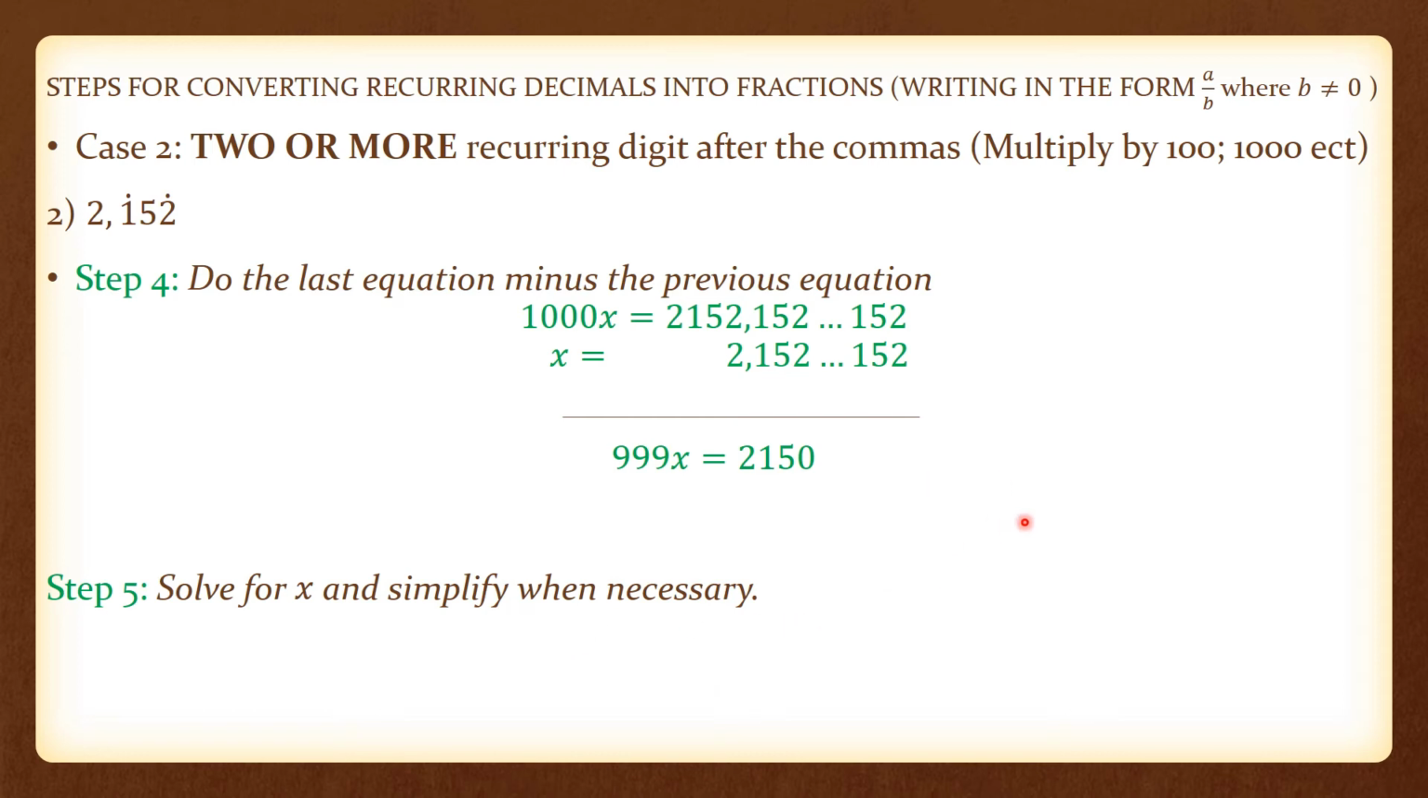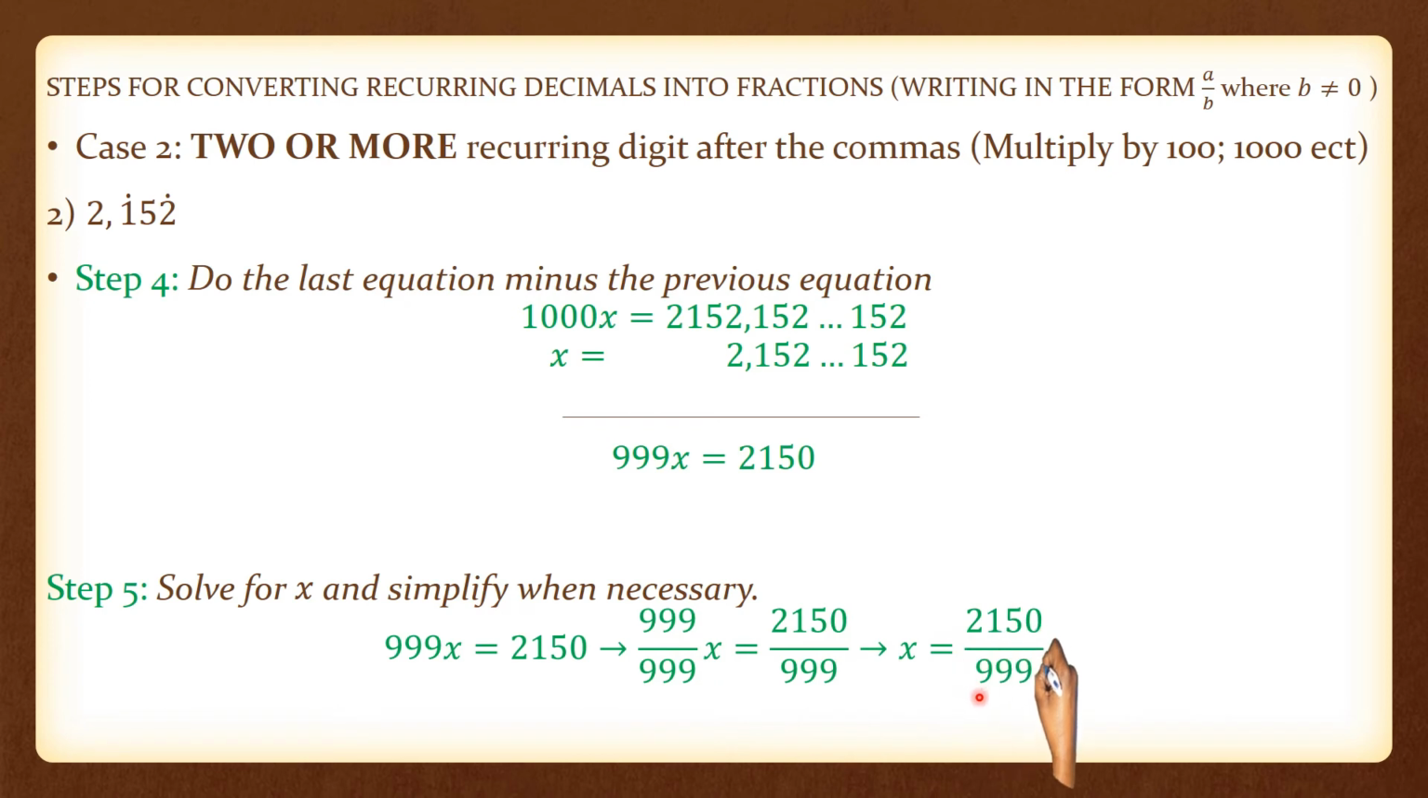Okay, we have 999x and 2150. We need x. We can only divide by 999 both sides to find x, which makes this. So x equal to 2150 over 999.